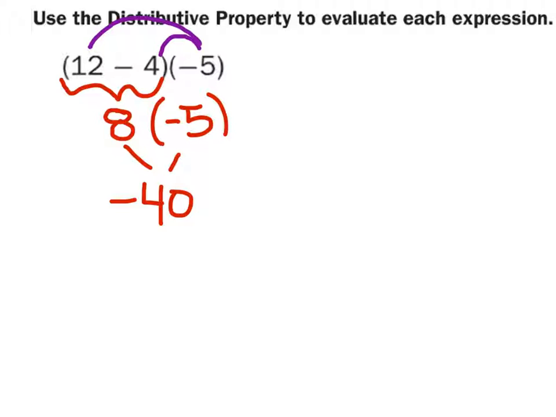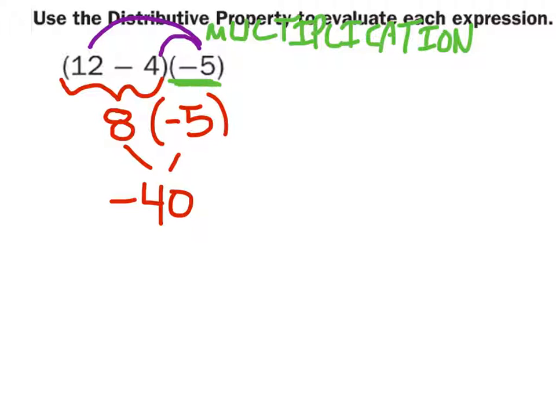These rainbows represent what operation? Does anyone know what it is? Micah. Multiplication. This is multiplication, okay? So in other words, I'm going to take this term that's outside of the parentheses and multiply it by everything on the inside, which is why we have these rainbows. We have this rainbow and we have this other rainbow, right?